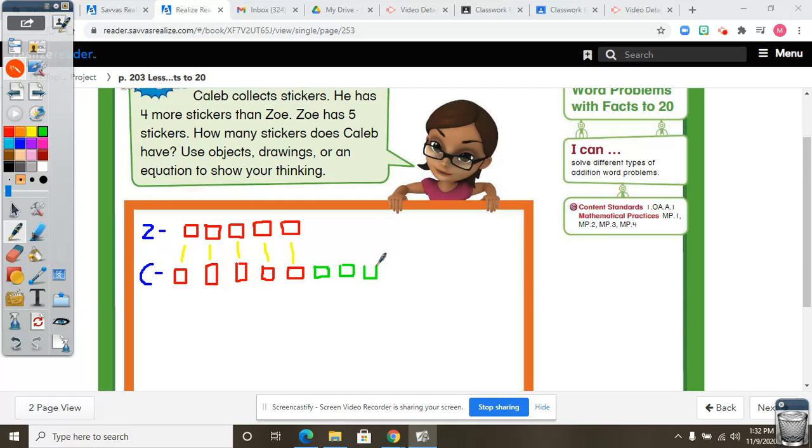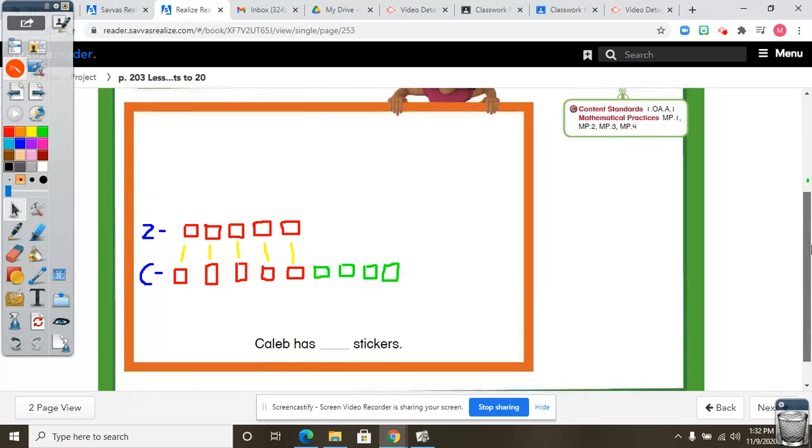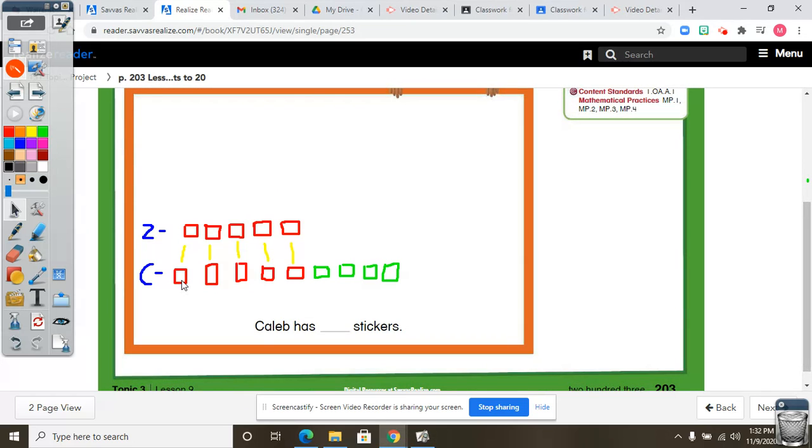1, 2, 3, and 4. Okay? Now, do you see the 4 extra ones sticking out here? Now, Zoe doesn't have those because it says that Caleb has 4 more stickers. Now, what we need to do is figure out how many stickers Caleb has. So all we have to do now is just count how many stickers he has. So start with the first 5. 1, 2, 3, 4, 5. Then plus the 4 extra ones. 6, 7, 8, 9. So Caleb has 9 stickers.